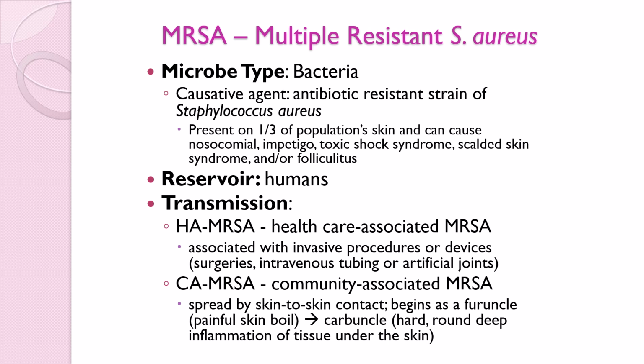So it is important to remember with the transmission that there are two types of ways to contract MRSA. So healthcare associated and community associated. Healthcare associated being through procedures or devices. Community associated is going to be skin-to-skin contact.